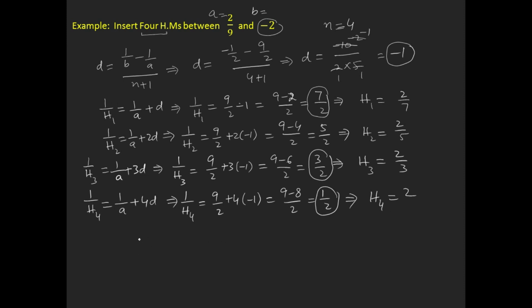So A and B, and then H1, H2, H3, H4. First is A, 2 divided by 9, then 2 divided by 7, this is H1, 2 divided by 5, this is H2, 2 divided by 3, H3, and 2, H4, and B is minus 2.